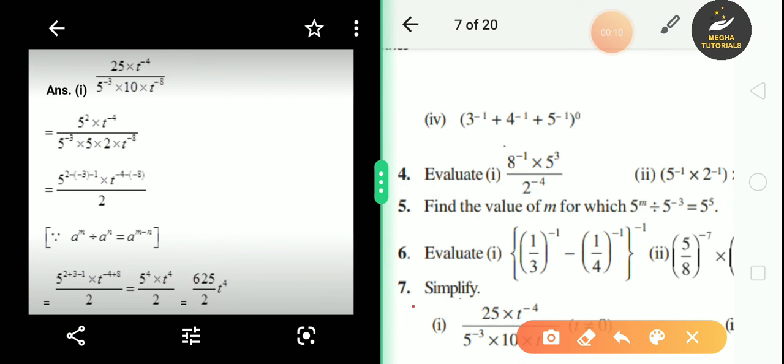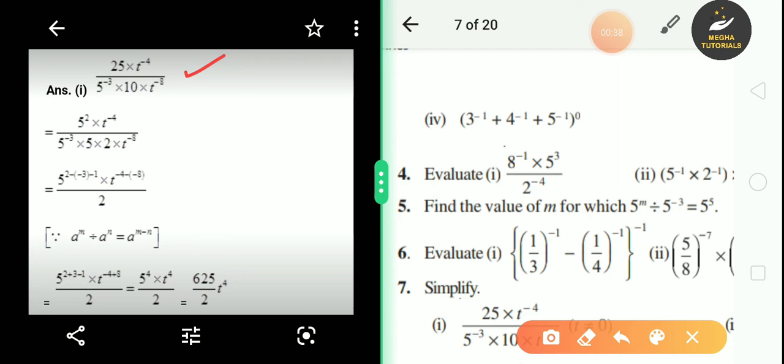Question 7, simplify. First question, 25 into t raised to minus 4 upon 5 raised to minus 3 into 10 into t raised to minus 8, where t is not equal to 0. Please see the solution on the left hand side. First step is to try to bring the given numbers to equal bases.